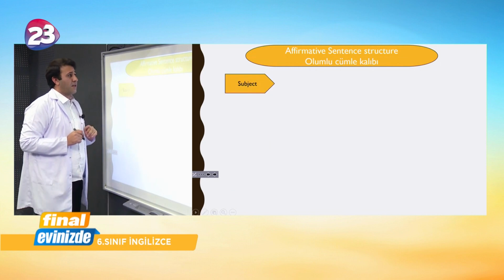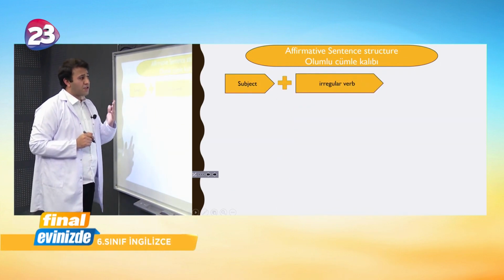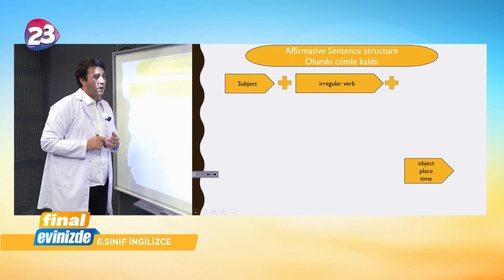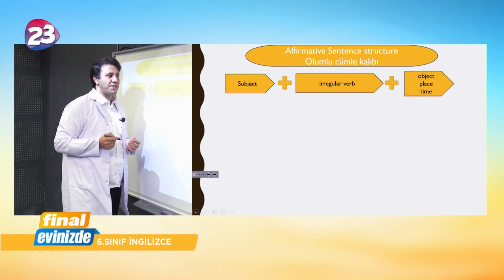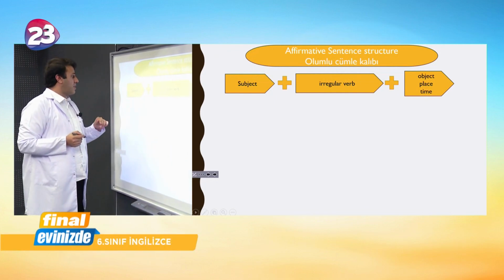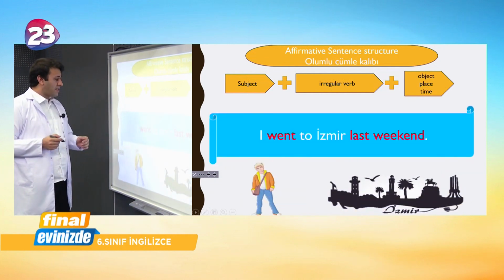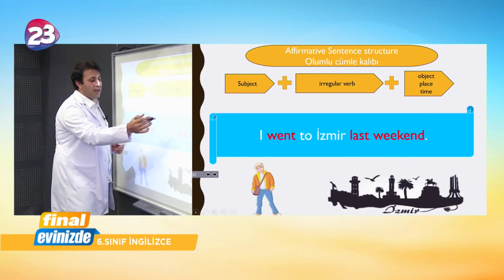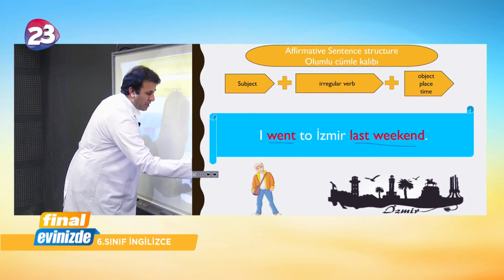Okay, let's start. If you want to build an affirmative sentence: subject plus irregular verb plus object, place, or time. We can say the rest of the sentence as well, okay? Now we will check together. What does James say? James says that I went to Izmir last weekend. I went to Izmir last weekend.